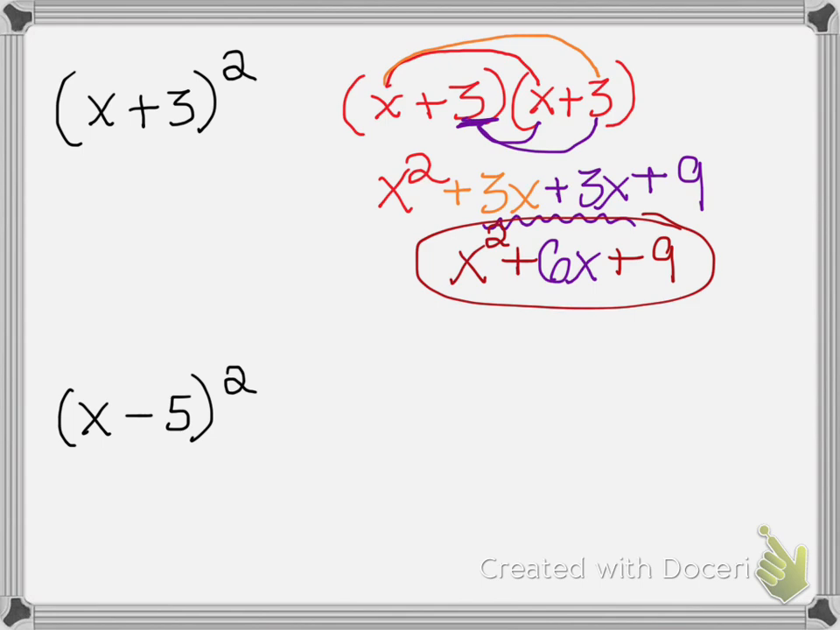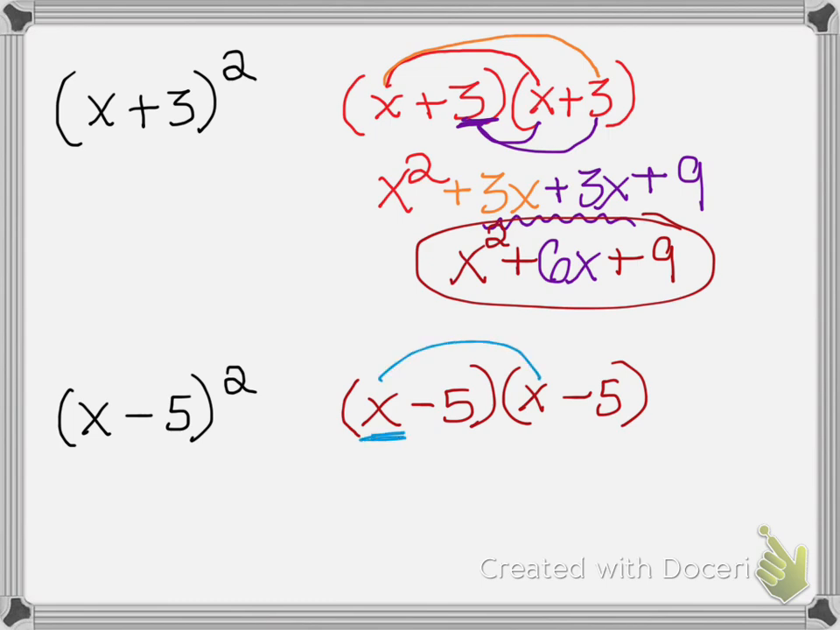All right, let's look at this next example. It says x minus 5 squared. I'll set it up the same way. x minus 5 times x minus 5. So the first thing I'm going to do is multiply that first x times everything in the second parentheses. x times x gives me x squared. x times negative 5 gives me negative 5x.